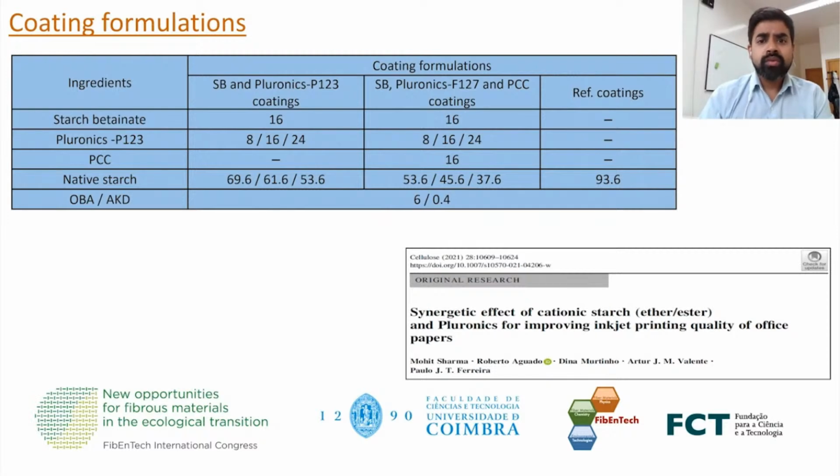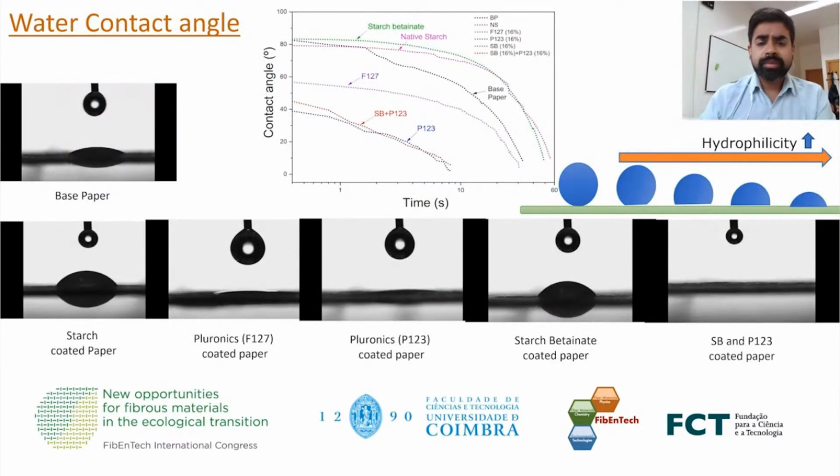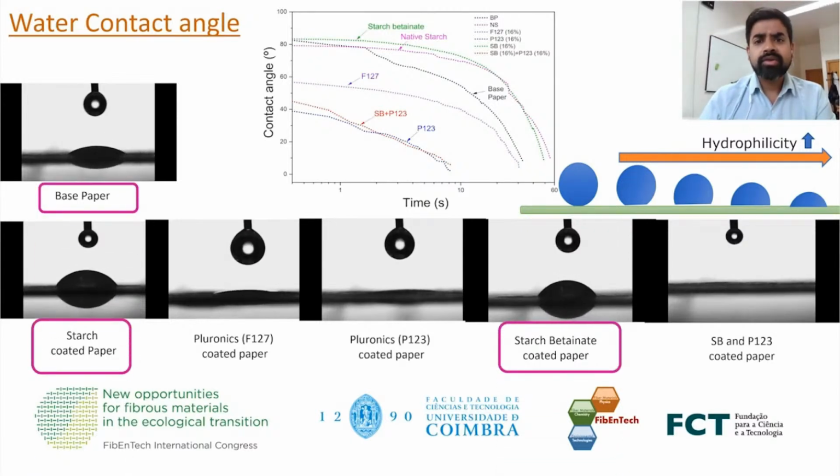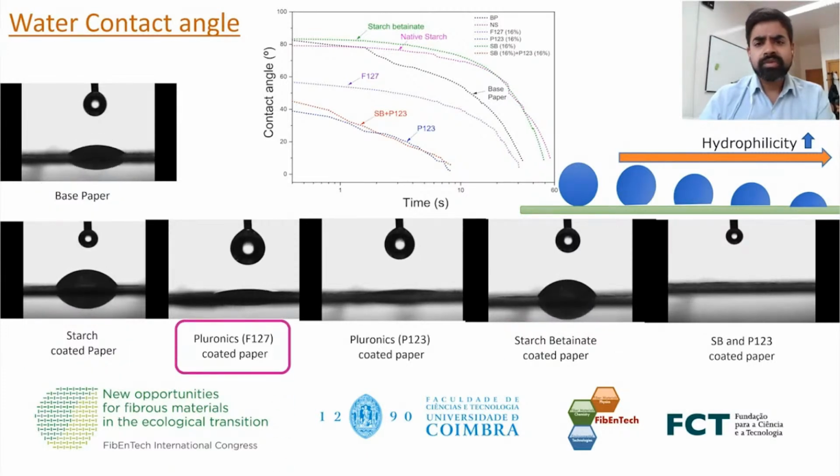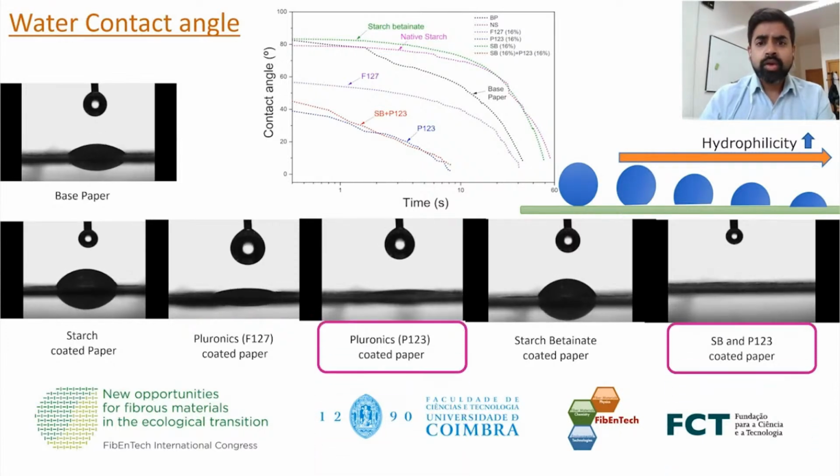Further, I will show one of the reasons behind the improvement of those properties. Apart from the positive charge on the paper surface, a quick absorption of the ink carrier solvent enhances the printing quality. Here we can see that when we apply only starch on the paper surface, it increases the hydrophobicity of the paper surface, whereas replacing some amount of the starch with Pluronic shows a quick absorption of water. In the opposite trend, starch betainate shows similar hydrophobicity as native starch. However, the combination of starch betainate and Pluronic showed higher hydrophilic surface properties.